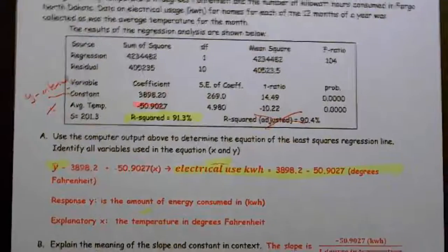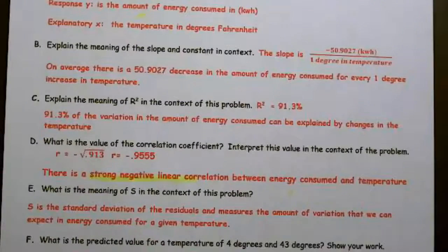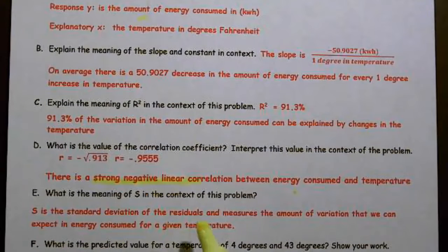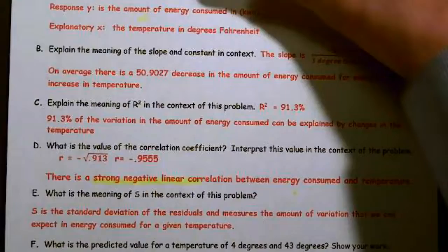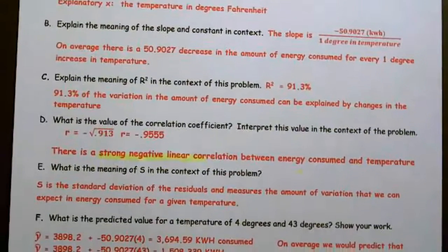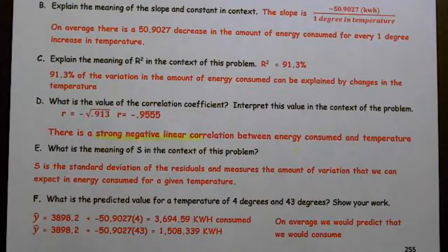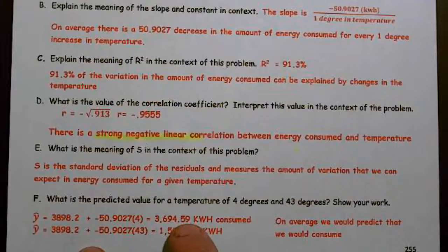What is the meaning of S? Well, S is 201.3, and that's the measure of the standard deviation of the residuals. So S is a standard deviation of the residuals and measures the amount of variation that we can expect in energy for a given temperature. So finally, what is the predicted value for temperature of 4 degrees and 43 degrees? Well, for the predicted amount, we just plug 4 into the equation, and we get this value. For 43, we plug in this amount, and we get this value. So those would be our answers.